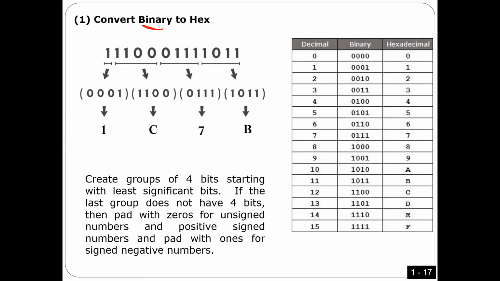Now I want to convert binary to hexadecimal. How can I do it? Very simple. All you have to do is come from right to left.